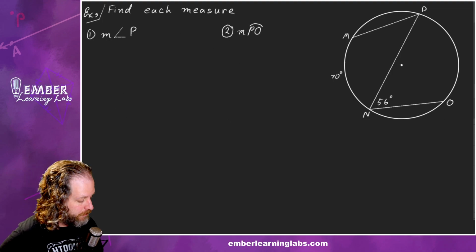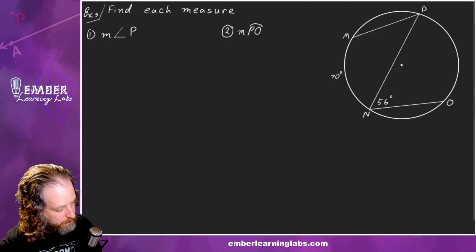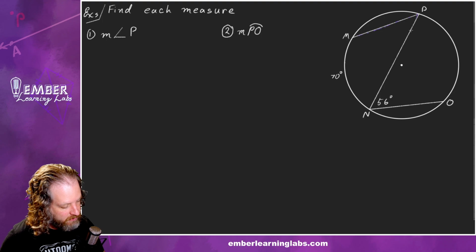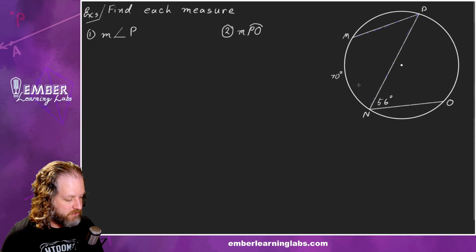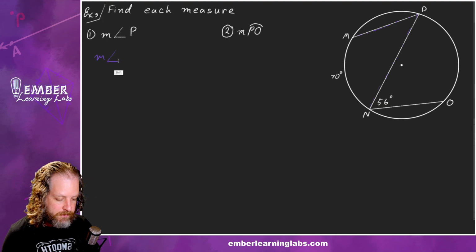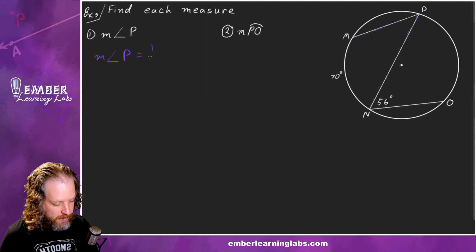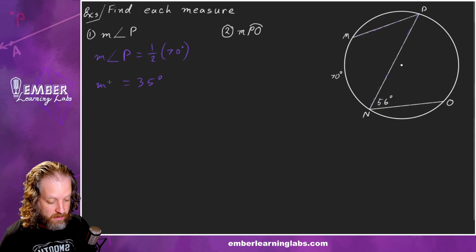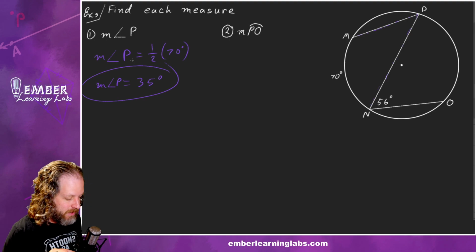So let's start with the measure of angle P. Where is the measure of angle P? It's right here, right? So this inscribed angle right here. So what do we know with this one? Well, we know that the arc is 70. So the measure of angle P is 1/2 of 70 degrees. What is 1/2 of 70 degrees? It is 35 degrees. So the measure of angle P is 35 degrees. That's not that big a deal, right?